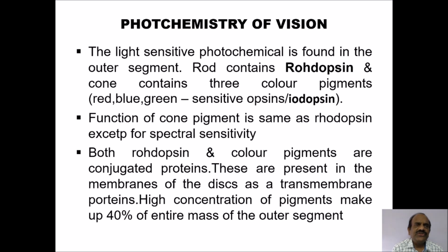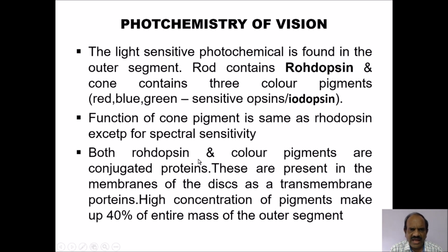Now, what is the photochemistry of vision? The light sensitive photochemical is found in the outer segment of the rod and cone. Rod contains rhodopsin, and cone contains three color pigments, red, blue and green, which are sensitive opsins, what we call iodopsin. The function of cone pigment is the same as rhodopsin except for spectral sensitivity.